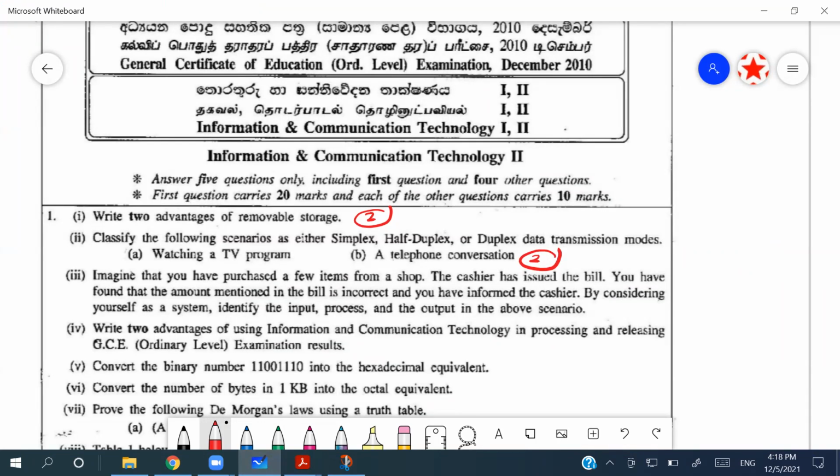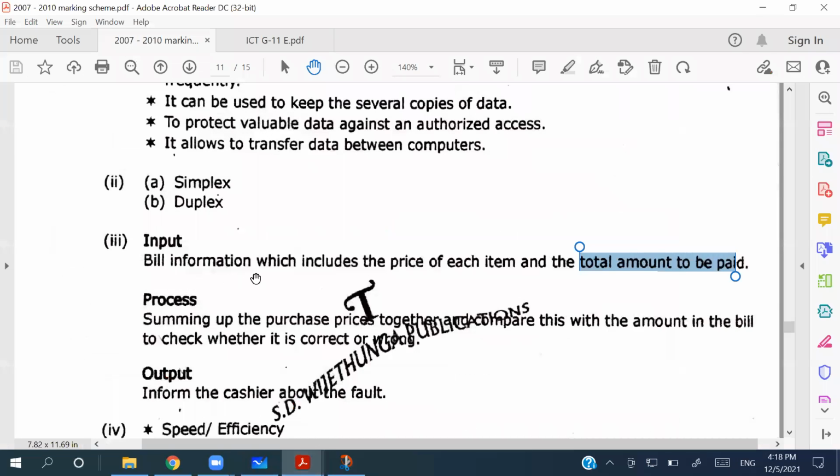So here they are saying, by considering yourself as a system, identify the input, process and the output of the above scenario. Yeah, so they are talking about what is going on in these two lines, not just preparing the bill. Regarding the bill that is given to you, you are just calculating the things by yourself and you are saying whether it is correct or wrong. So in that case, the bill information, which includes the price of each item and the total amount to be paid, yeah, in that case it can be taken.